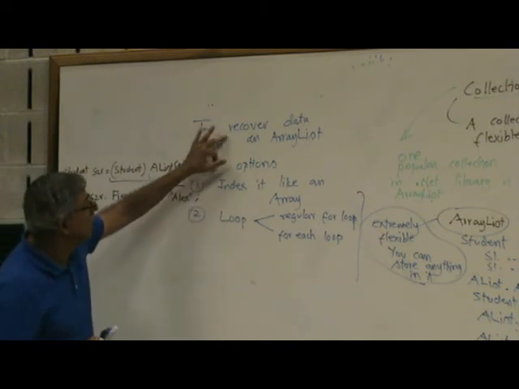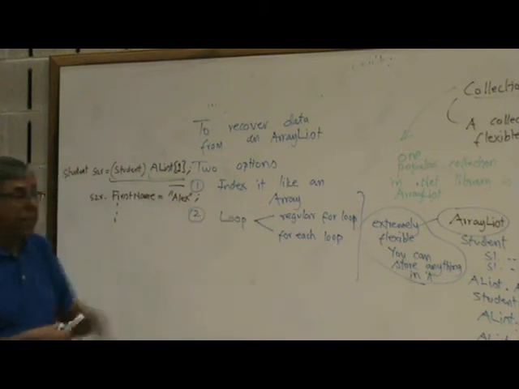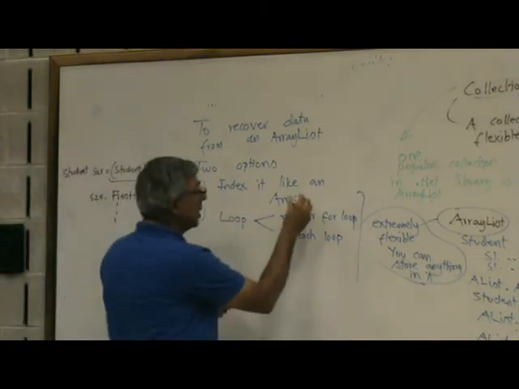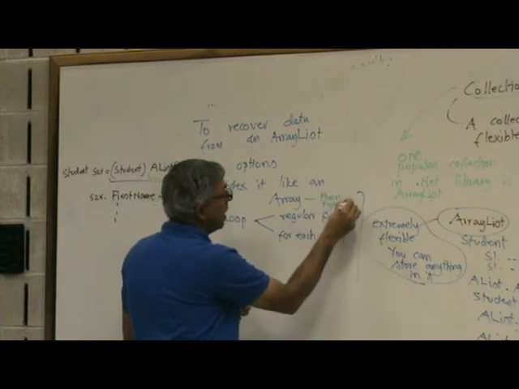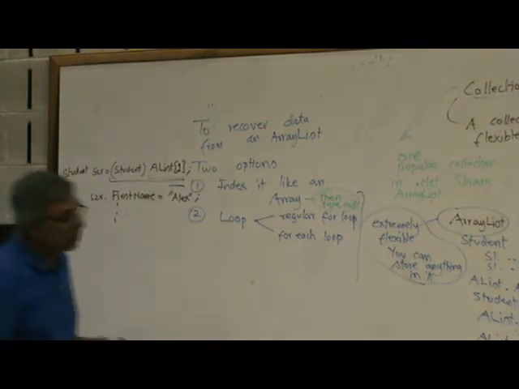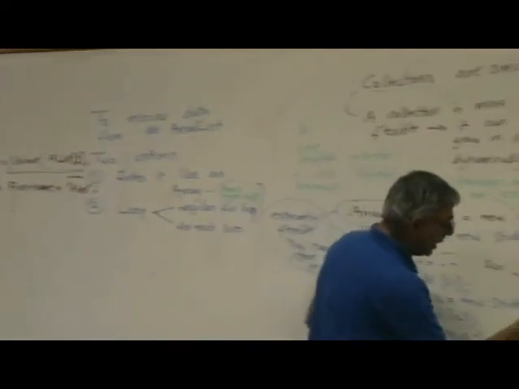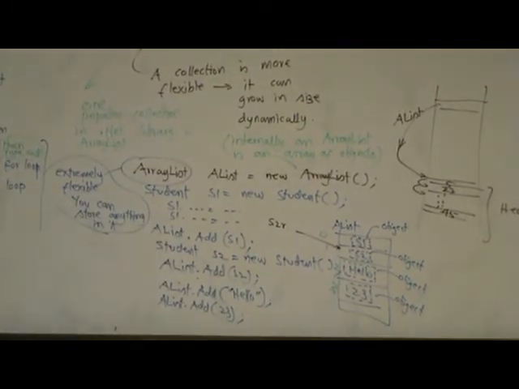So once again, to recover the data, you have 2 options: index like an array, but make sure you then typecast it. If you don't typecast it, it will be read as an object. Okay, so let's go to the index 3 in this example, where we had put our 23 over here.